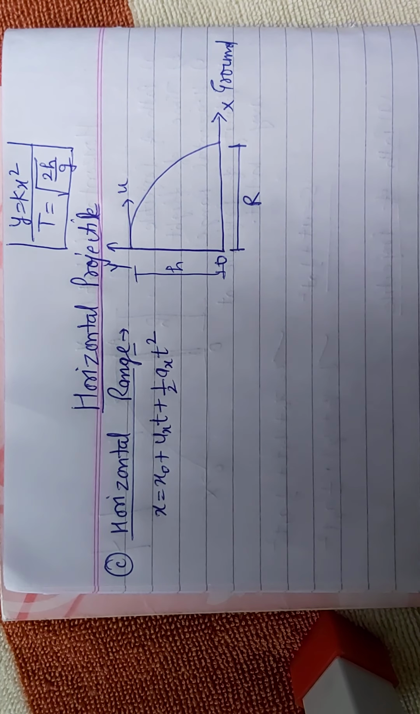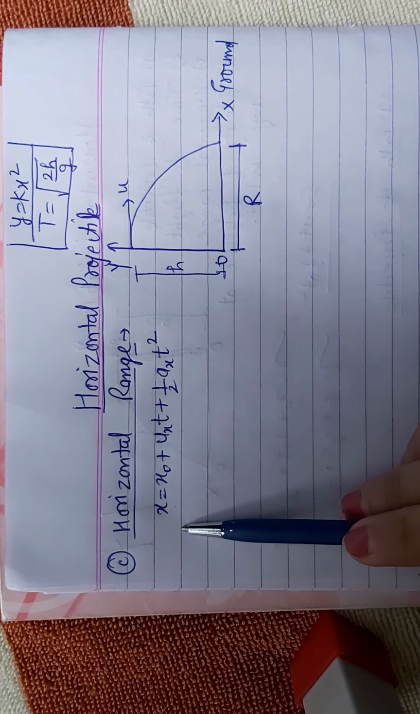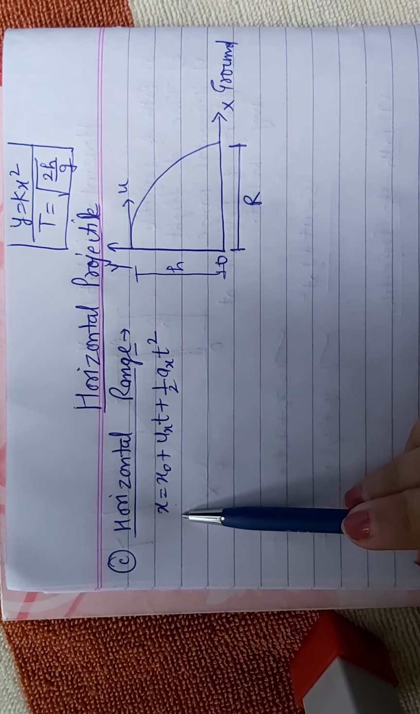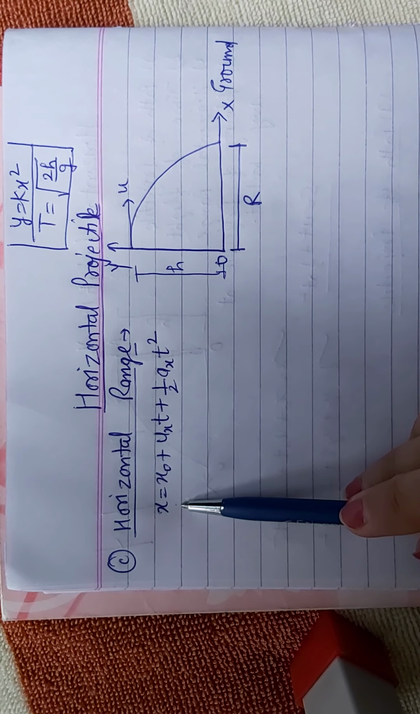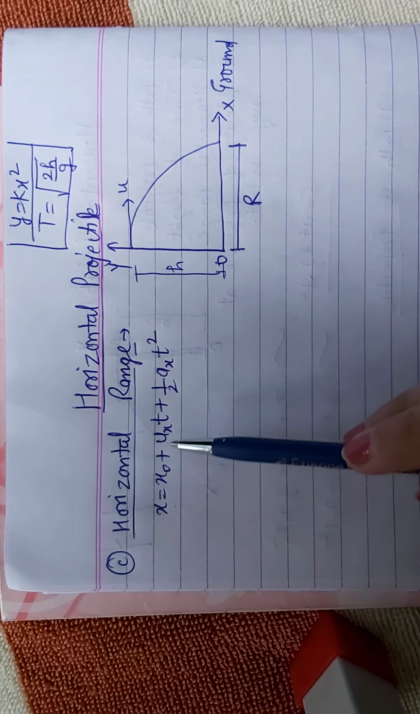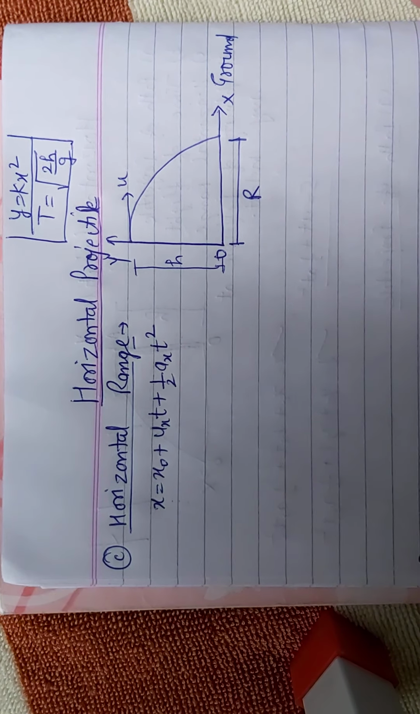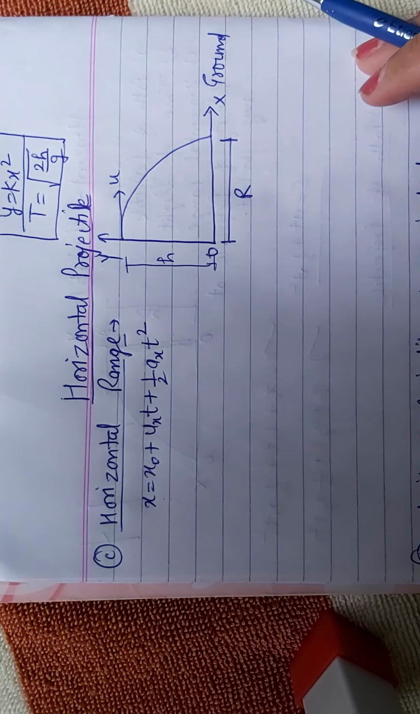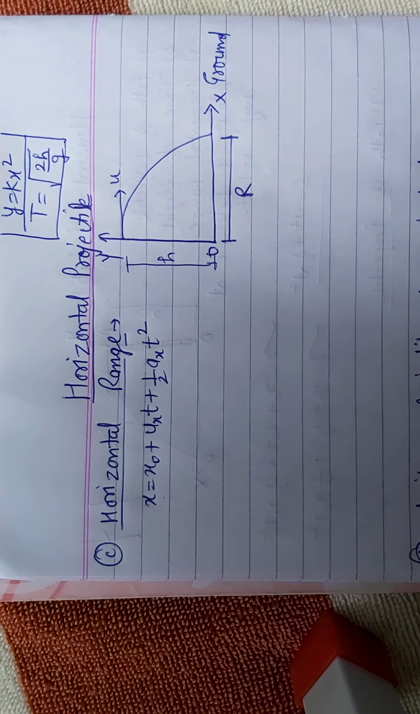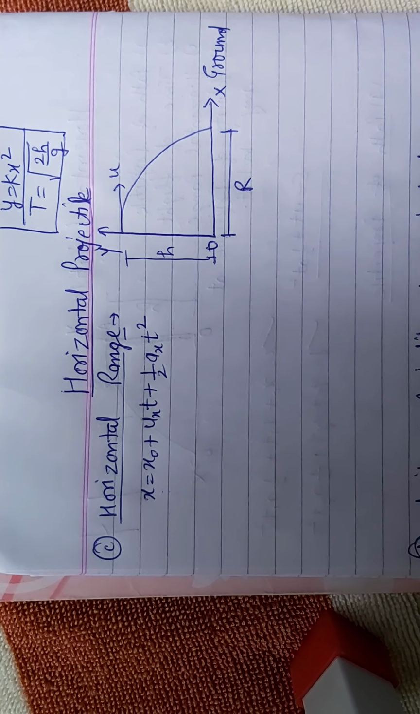In the previous video I talked about this relation. This is the equation of motion along the x-axis. It will give the displacement traveled in the horizontal direction. x equals x naught plus uxt plus half axt squared. Okay, so we want to find the horizontal range. Initially, what is the horizontal range? Horizontal means along the x-axis. Range is representing some distance.